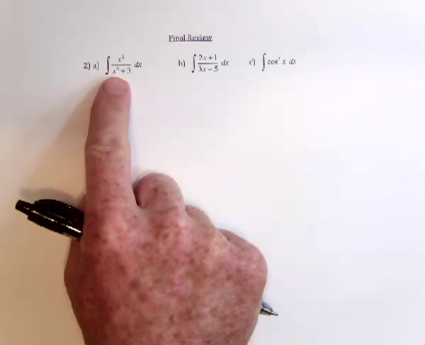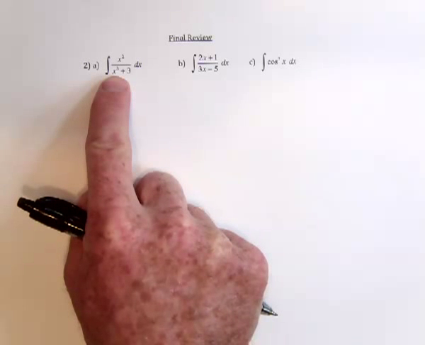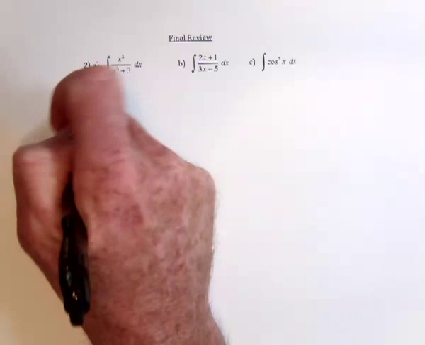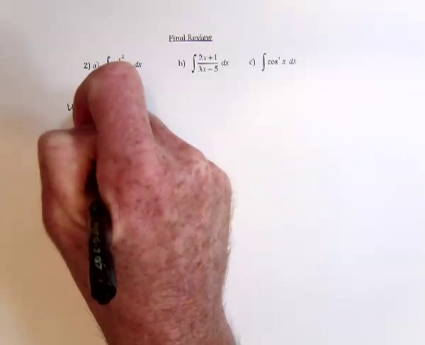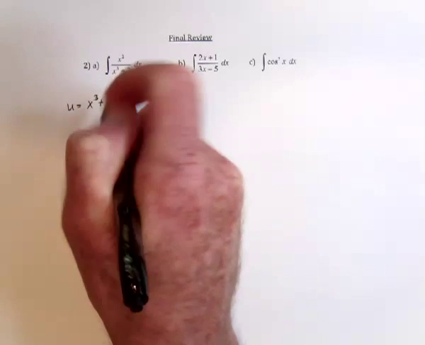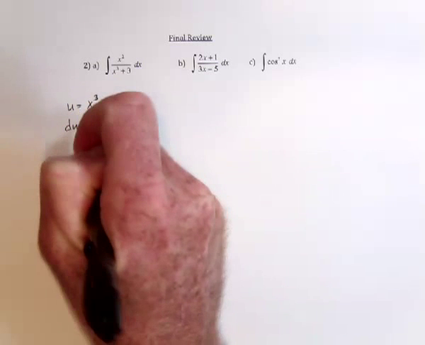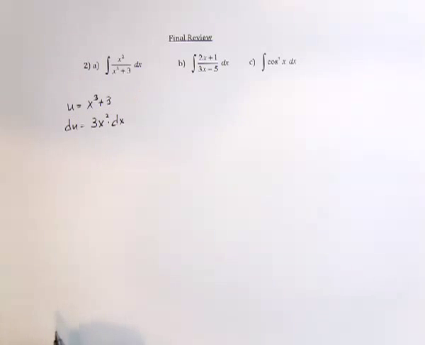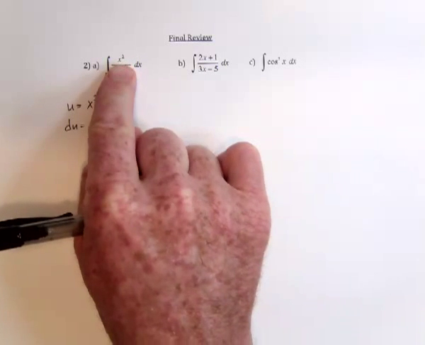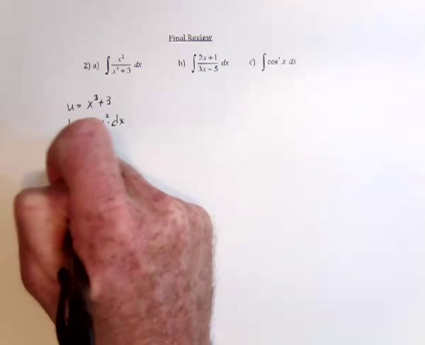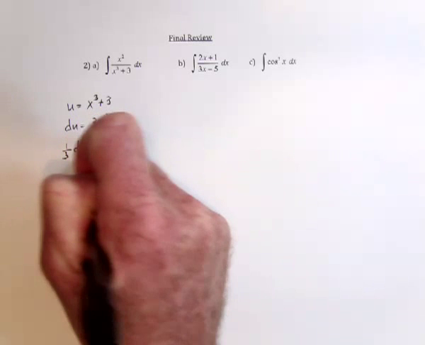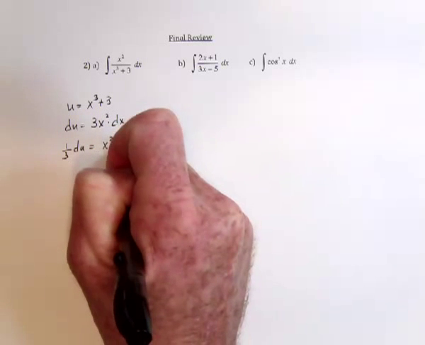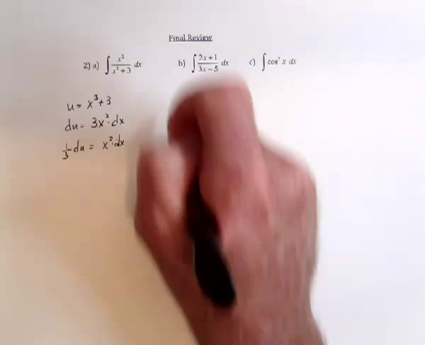So this one is going to be a straightforward u substitution. Let u equal the denominator, and then take the derivative of that. It's going to be 3x squared with respect to x. And then this has an x squared dx, but not a 3, so we need to multiply by 1/3 on both sides. And then it's ready for the u substitution.